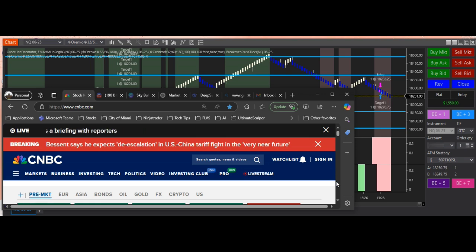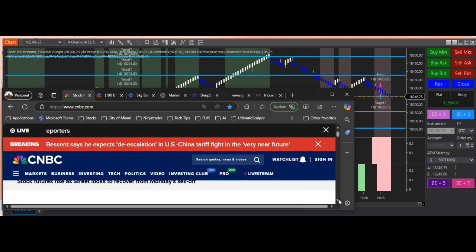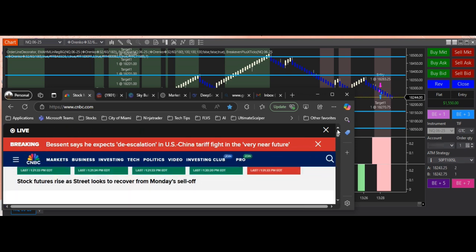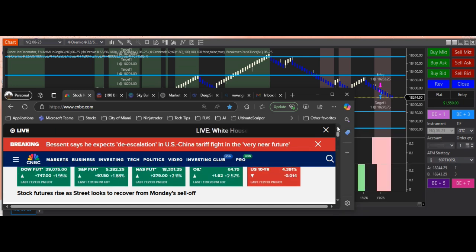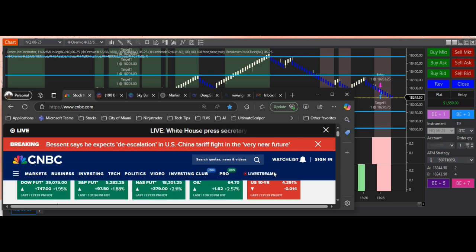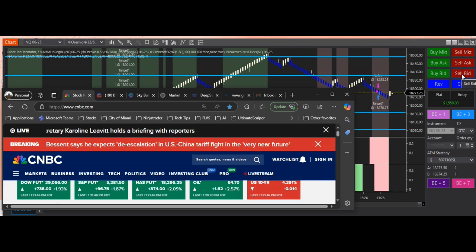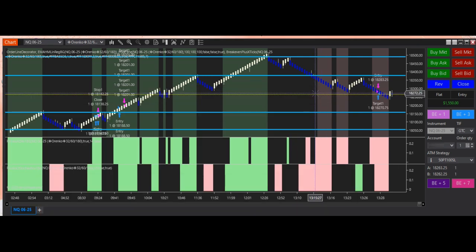Right now I'm just checking to see how the market's doing. The markets are all up right now. Stock futures rise after Monday's sell-off, and that's what the caption shows. The Dow Jones is up 700 points, S&P 96, and the NASDAQ about 377 points.